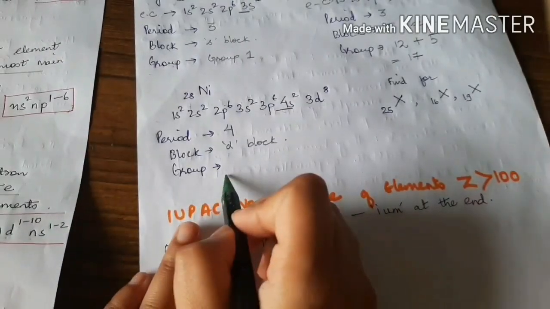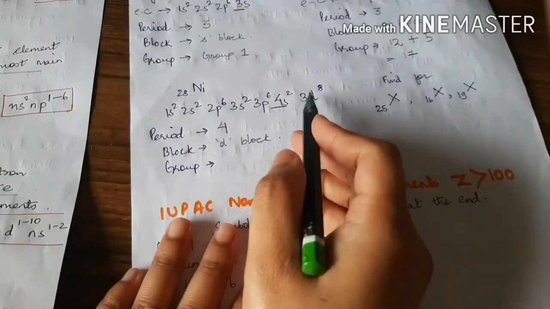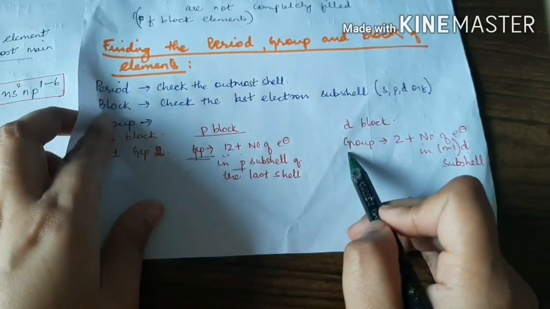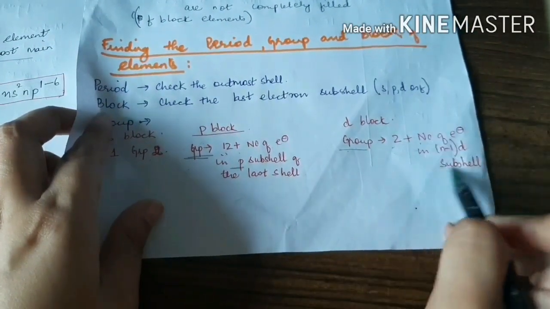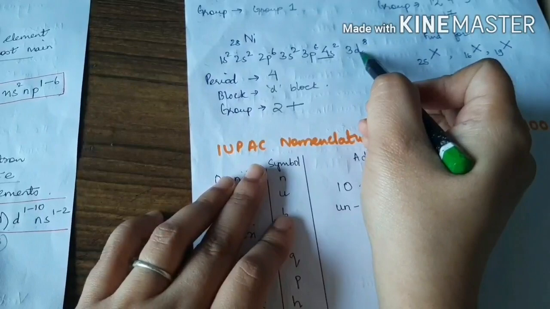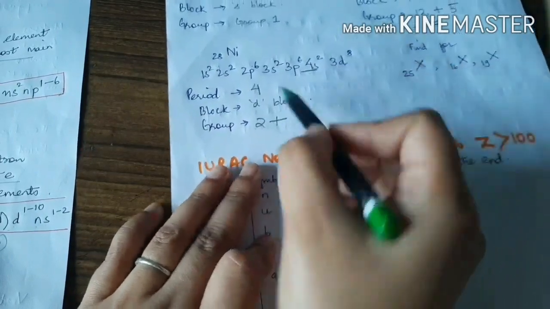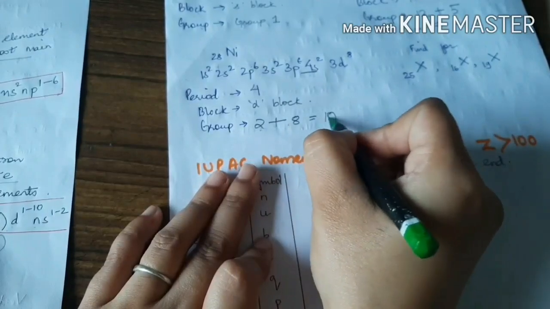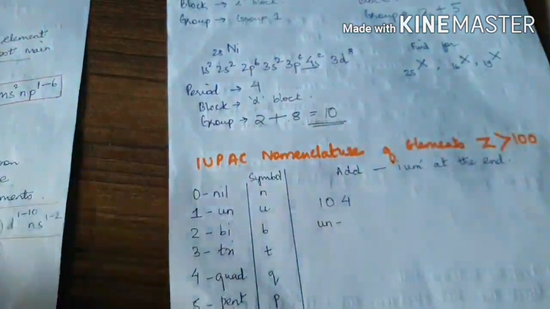And the group. How do we find the group for D? If the last electron enters the D block, you have to do it like this: group is 2 plus the number of electrons in the D subshell. So 2 plus, what is the number of electrons in the D subshell here? 8. So 8 plus 2 is 10. We got 10.